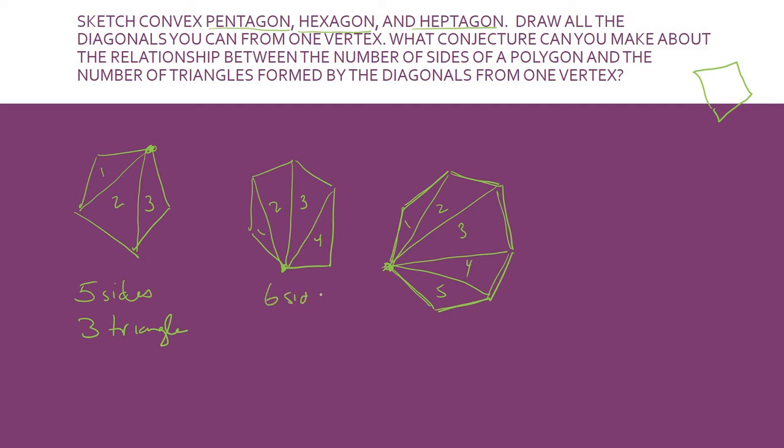6 sides, 4 triangles. 7 sides, 5 triangles. So what's our conjecture? Hopefully you can see that a polygon forms 2 less triangles than the number of sides. So if you have n sides, you have n minus 2 triangles. Okay, so let's see what we're going to do to use that.